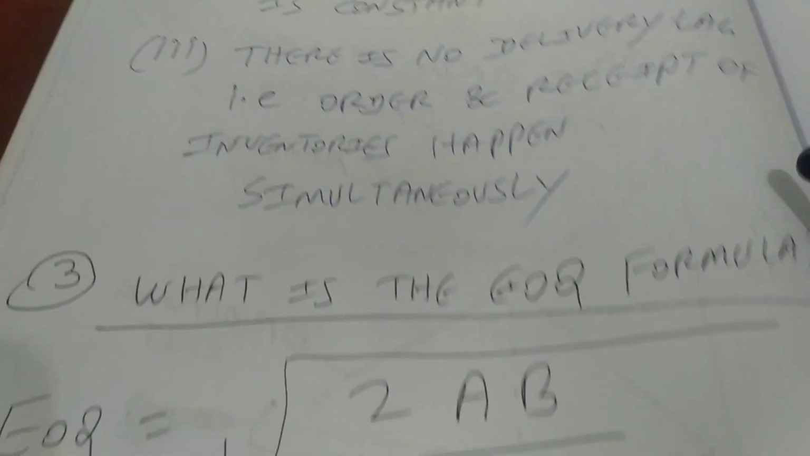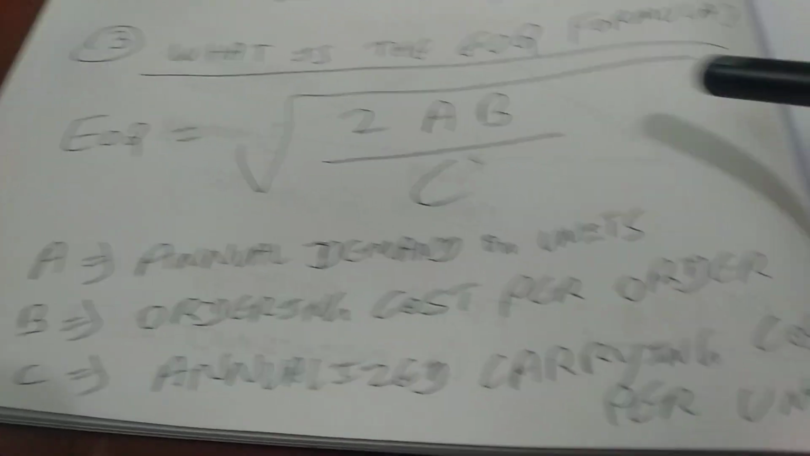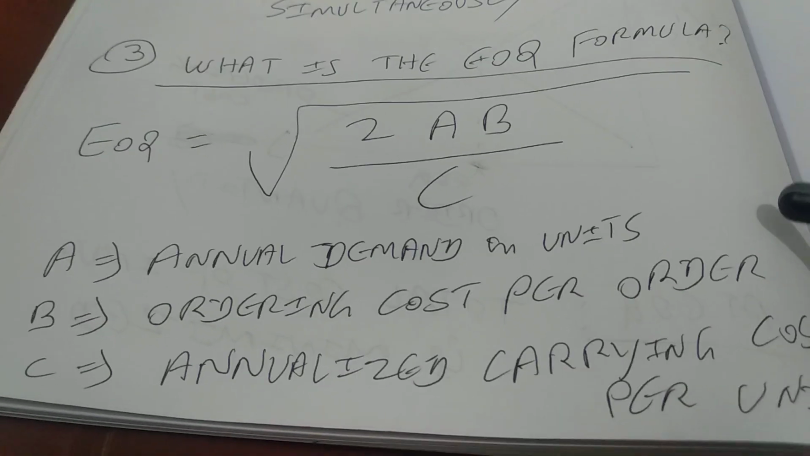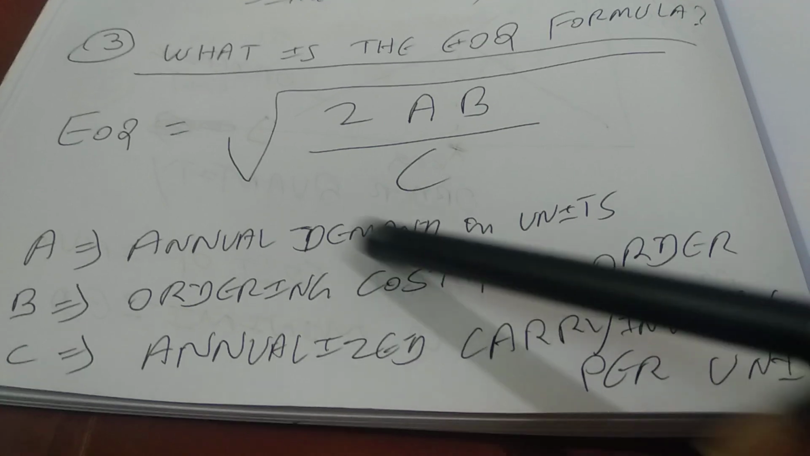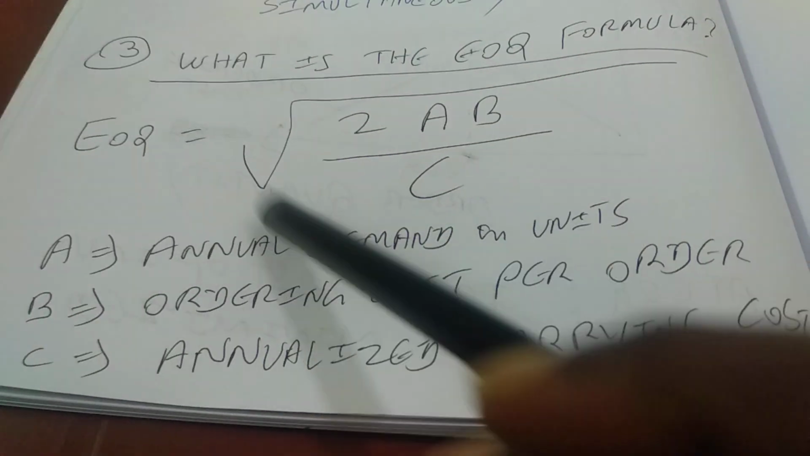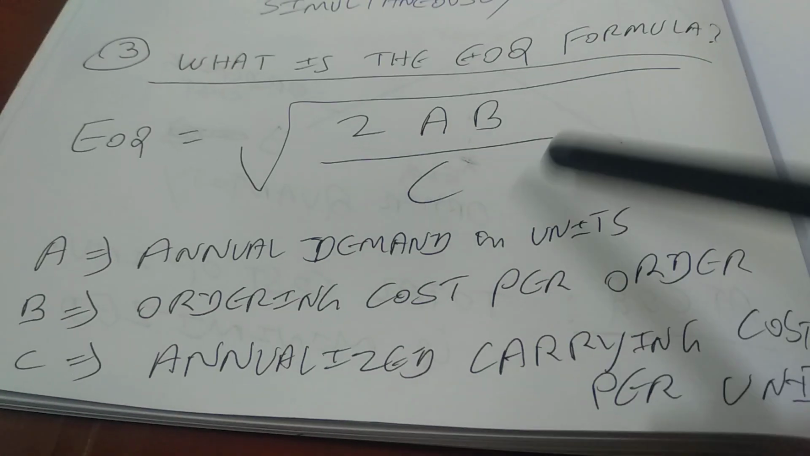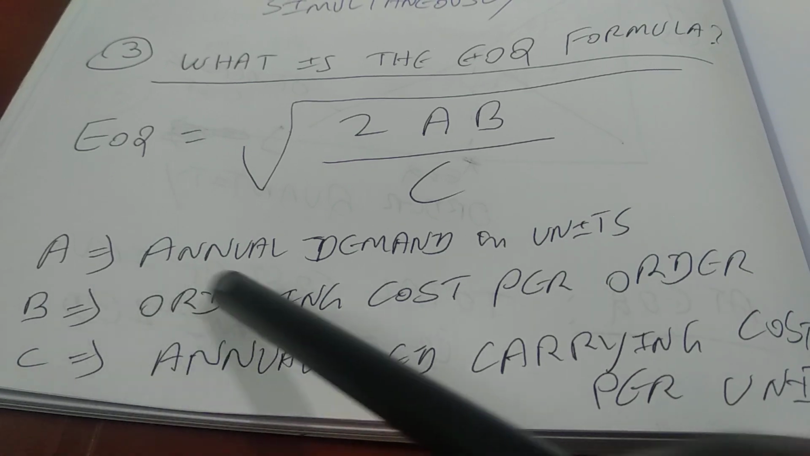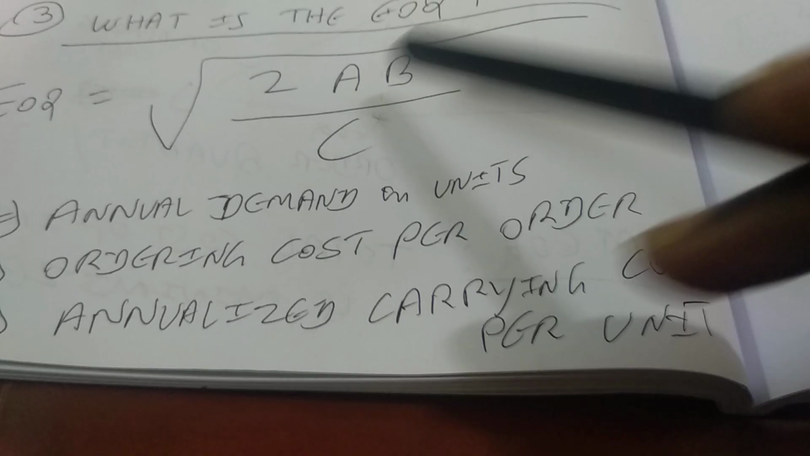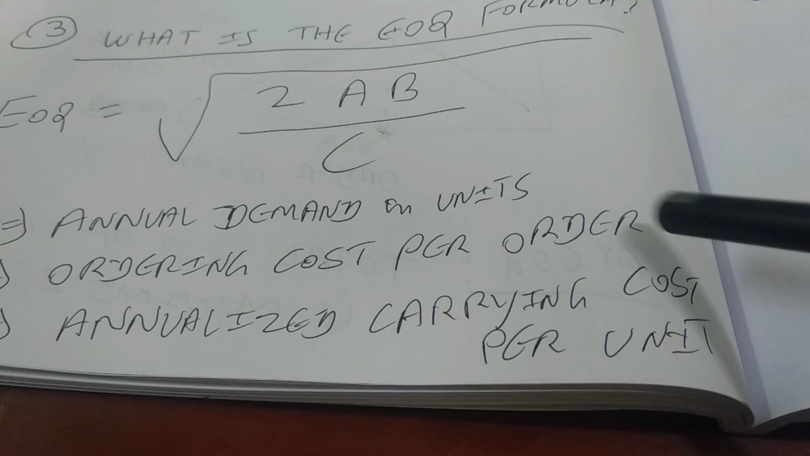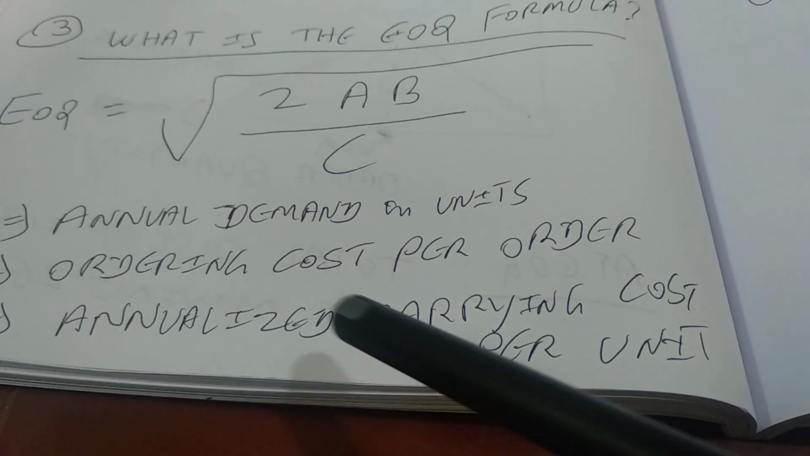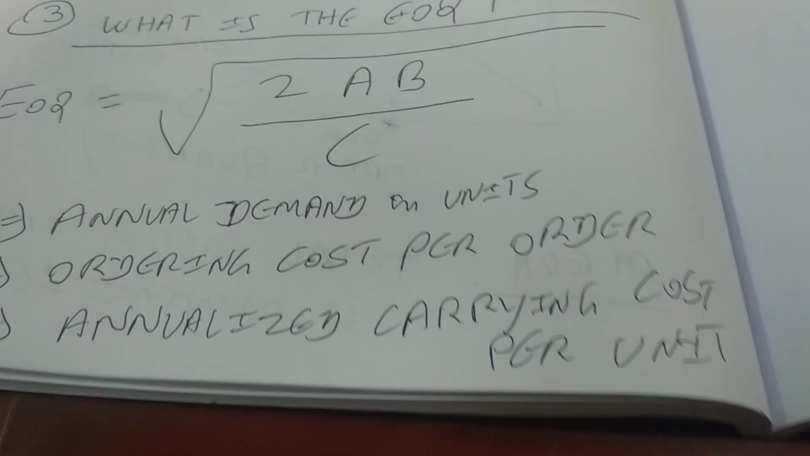So now the question is, how do we compute EOQ? It's very simple. We are going to go by this formula, wherein EOQ is nothing but root of 2AB by C, wherein A refers to annual demand in units, B refers to ordering cost per order, and C refers to annualized carrying cost per unit, right?